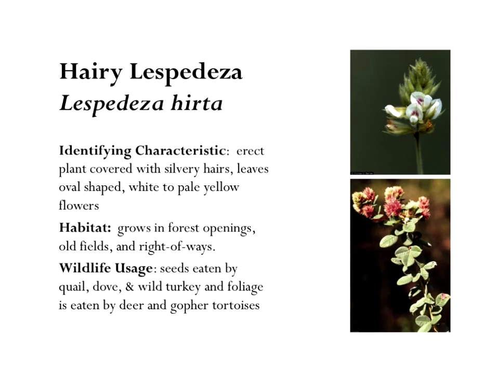This is a species that is coming on the market more and more. It was actually grown last year by Georgia Forestry Commission, bare root, available for landowners or anyone to purchase. But it's an erect plant that's covered with these soft silvery hairs. The leaflets are oval shaped, and you have a white to pale yellow flower with this plant. And this is one we're encouraging people to use instead of some of your Asian Lespedezas, like your bicolors and such, trying to encourage people to use the native Lespedezas instead of the Asian Lespedezas when they're planting for wildlife. But this grows in a variety of different habitats, forest openings, old fields, and right-of-ways. And the seeds are great for wildlife as well as the foliage.